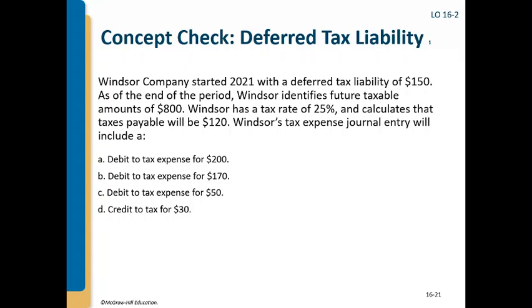Well, let's see. My brain is getting tired. I had this figured out earlier. So at the end of the period, they identify future taxable amounts of $800. They have a tax rate of 25%, so 200.